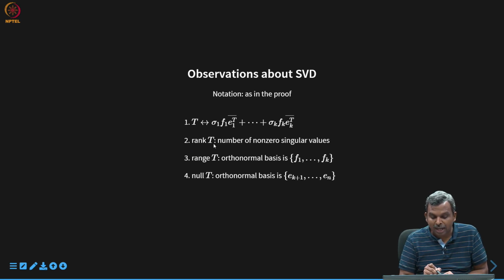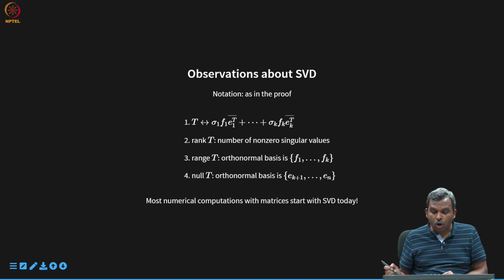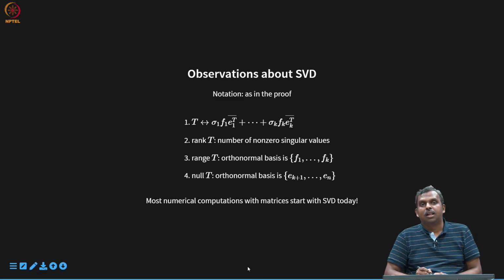You can quickly show the rank of T is the number of non-zero singular values. An orthonormal basis for the range of T is F1 to Fk. An orthonormal basis for the null space of T is Ek plus 1 to En. So this SVD gives you all that you need to know about the linear map. In fact, in most numerical computations, you give any numerical package an m cross n matrix, it will first compute the SVD, and all the other things it will compute based on that.